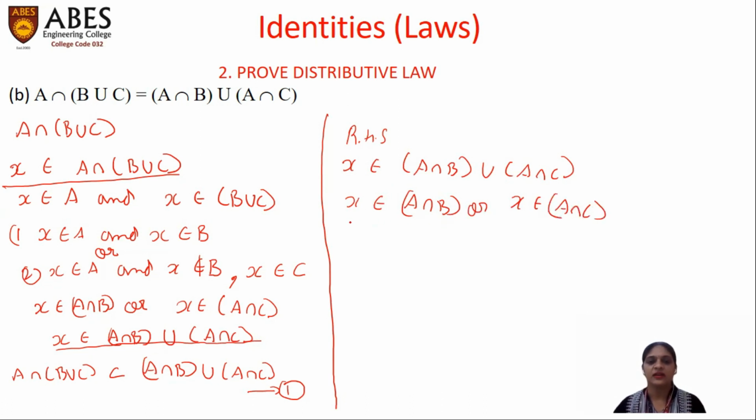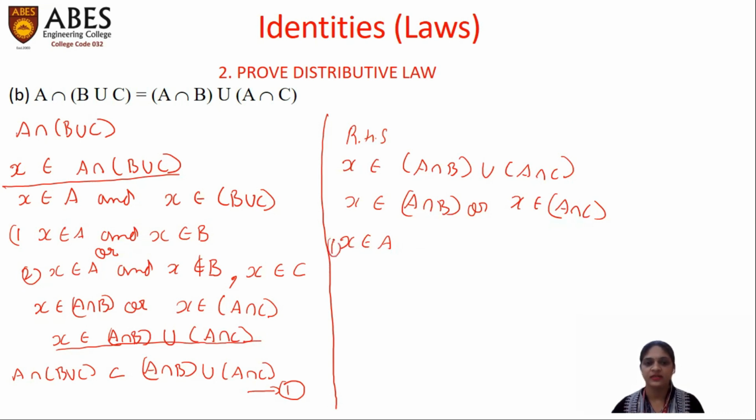It means either X is an element, either X belongs to set A intersection B or it belongs to A intersection C. It means X यहाँ पर इन दोनों sets को तभी belong करेगा जब वो A को belong करेगा, because A is common in both these sets. So we can say that X definitely belongs to A.